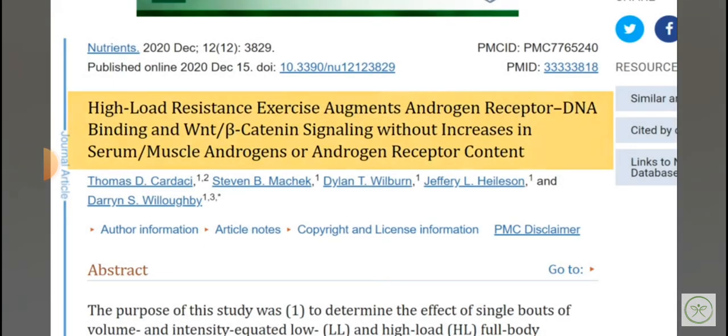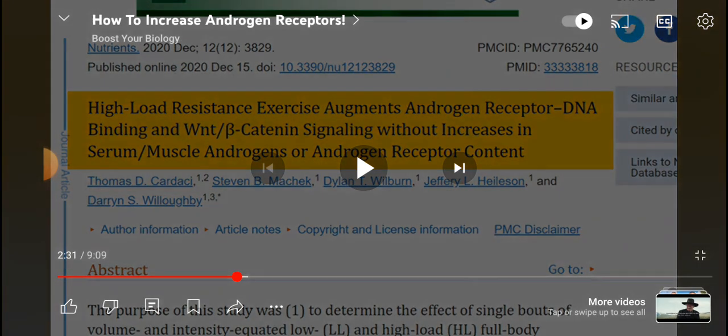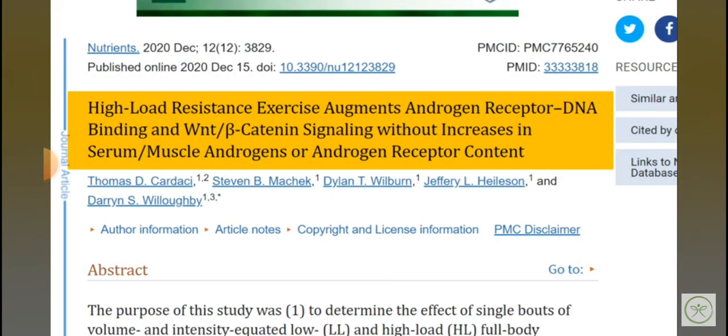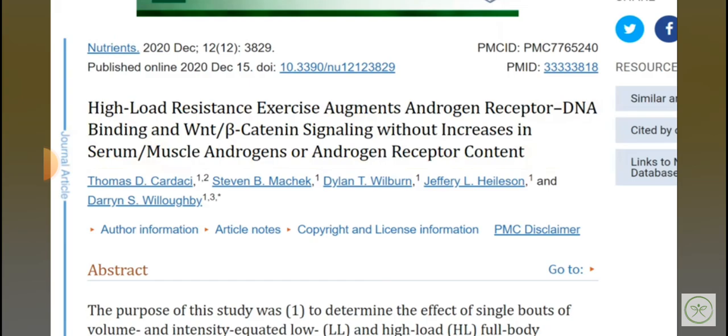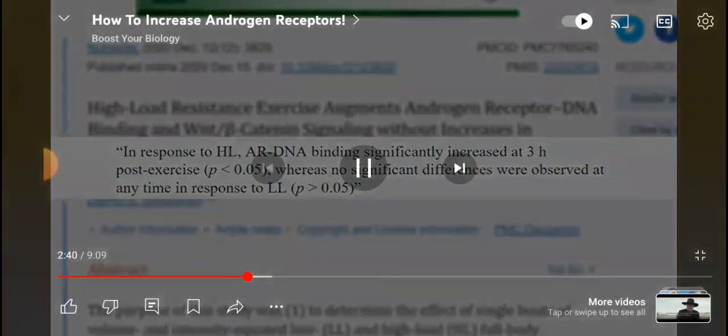Whatever. It's titled High Load Resistance Exercise Augments Androgen Receptor DNA Binding and, oh, this is interesting. High load resistance exercise augments androgen receptor DNA binding, beta-catenin signaling without increases in serum muscle androgens or androgen receptor content. The authors noted that in response to resistance, okay, I'm just joking.